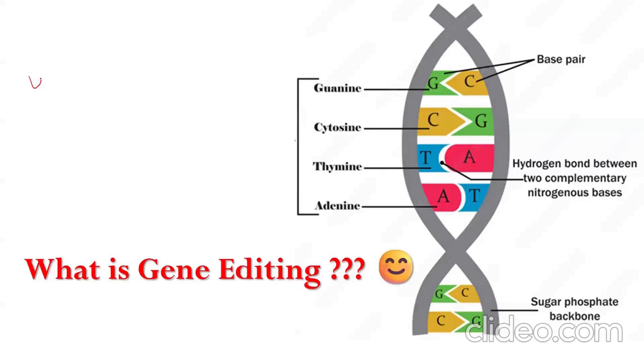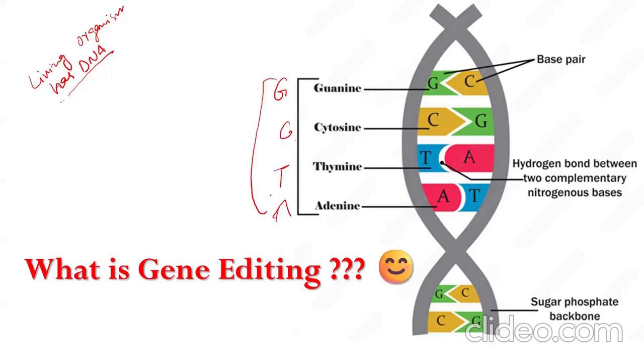Every living organism has DNA, which is like an instruction manual made up of 4 letters: guanine, cytosine, thymine, and adenine. These 4 letters are called nitrogenous bases. These letters form genes, which control everything from skin or eye color to disease resistance in plants.